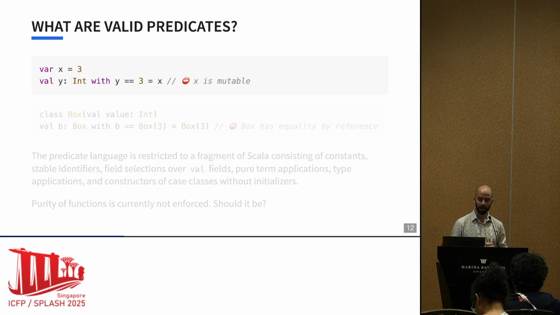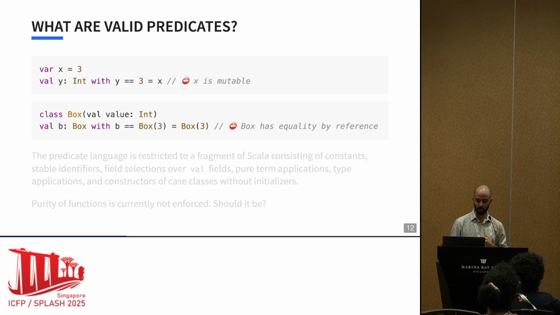Something else, maybe a bit less obvious, that must be forbidden for soundness is equality on classes that are not case classes, because as you know in Scala, normal classes have reference equality. So actually here you create 2 different instances of the box class, here on the right-hand side and here in the predicate, and these 2 would not be equal according to the equals method, right? So that we also forbid.